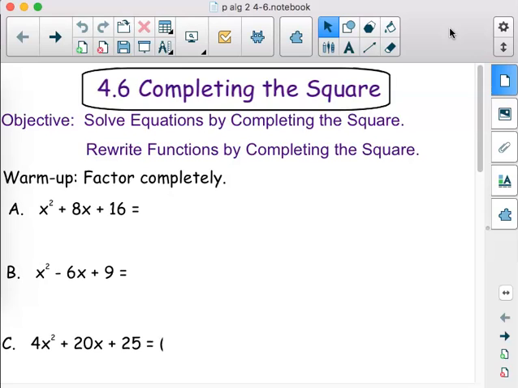So completing the square is one of those ways that we can solve all quadratics if we know what we're doing. So we're going to solve equations by completing the square, and then tomorrow we should probably get to rewriting functions by completing the square. Today we're going to focus on what this completing the square business is anyway. Well, it comes from what we already know how to do.